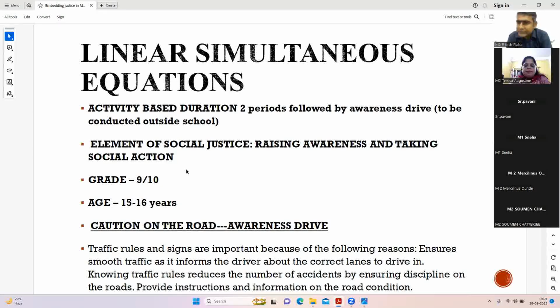So traffic rules and signs are important because of the following reasons. You already know it: it ensures smooth traffic as it informs the driver about the correct lanes to drive in. Knowing traffic rules reduces the number of accidents. That's the most important one, by ensuring discipline on the roads.